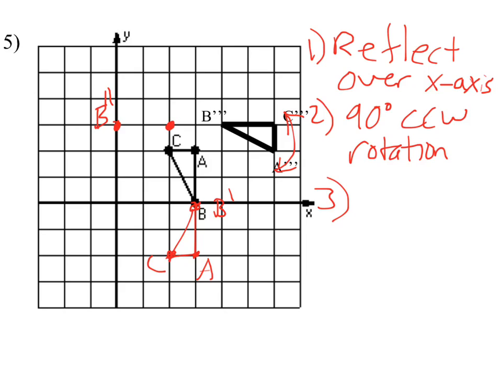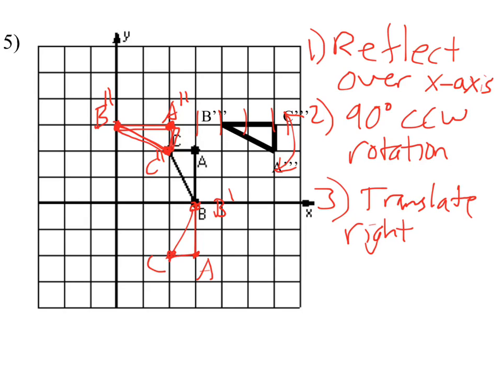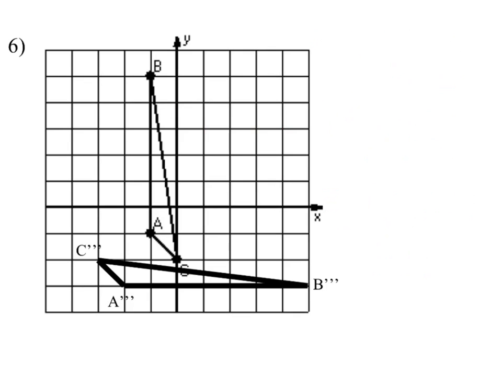Yeah, so there's my A, and there's my C, so C double prime, A double prime. Gives you this guy here. And now we just need to shift everything right. 1, 2, 3, 4. So translate right 4 units. That gives us that one. And then brings us to the next section.